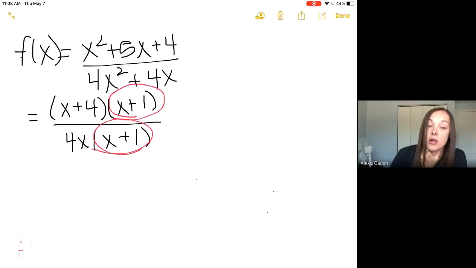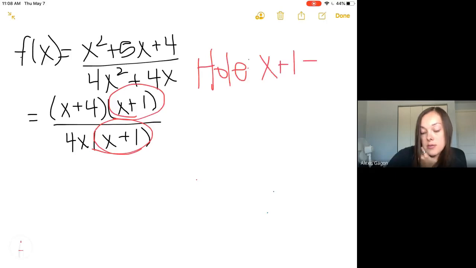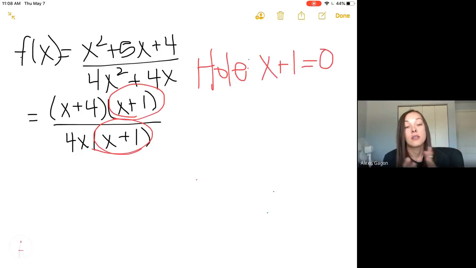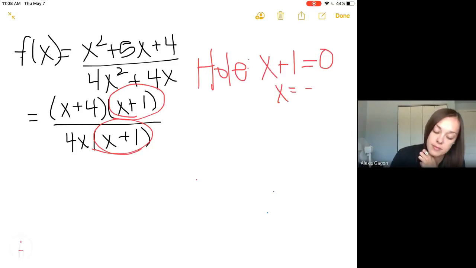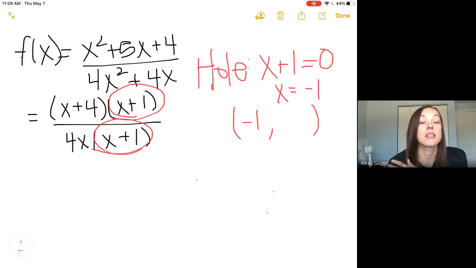And to find the hole, that's what I'm going to set equal to 0. So I'm going to have x plus 1 equals 0. And then you just solve this. So that's an easy equation to solve. It's just x equals -1. So that means the x value is -1. I just need to figure out what the y value is.